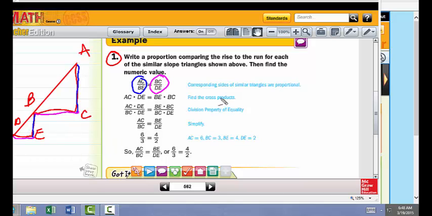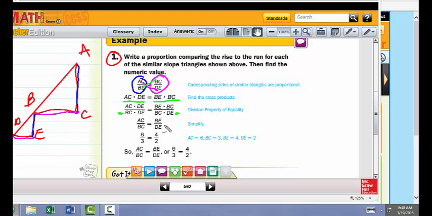So then what we can do is use the cross products. So we could say that AC times DE, that's right here, and then BE times BC is right here. Then by using the division property of equality, we could divide both of these. So we have AC times DE. We're going to divide it by BC times DE. You'll see why we chose that in a minute. Since we divided this side by it, that's why we're using the property of equality. We divide one side by it, we have to divide the other side by the same thing, BC times DE.